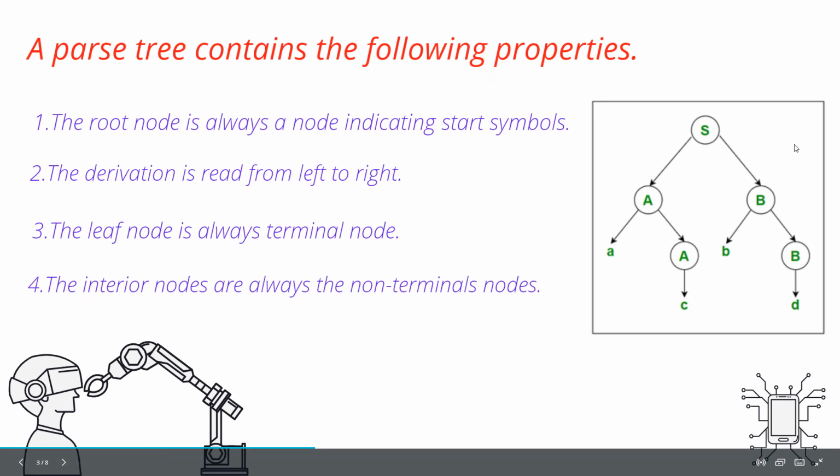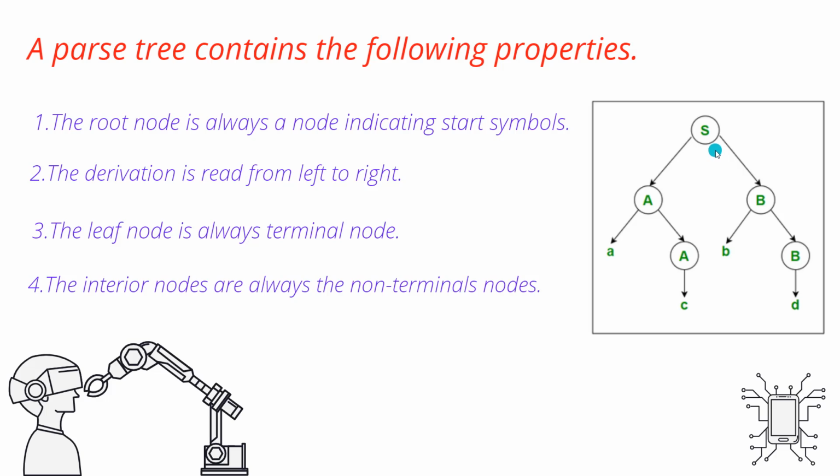Let me tell you about some properties which the parse tree, or derivation tree, contains. The first property is that the root node is always a node indicating the start symbol. Here in this example, you can see that this S is my root node, and it indicates the starting symbol. The derivation is read from left to right. Suppose this is the derivation tree, and these are the leaf nodes. How can we read it? The derivation is read from left to right. So from the left we have A, C, B, D. This is how the derivation can be read.